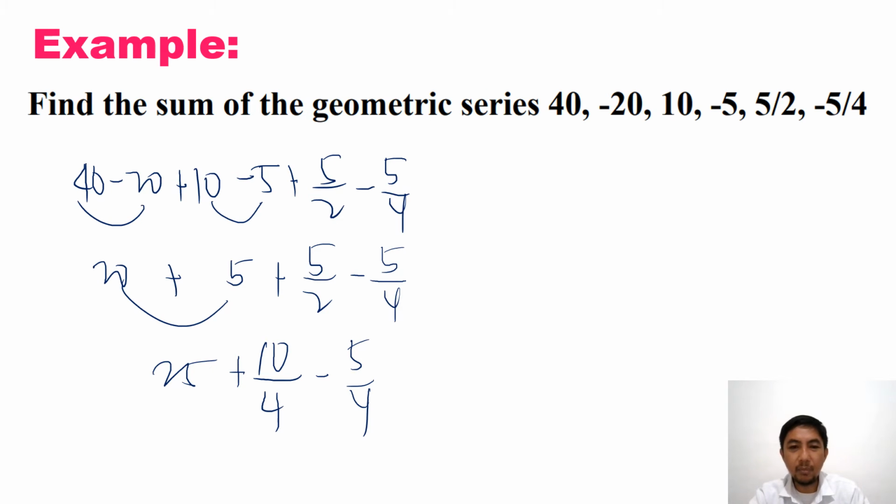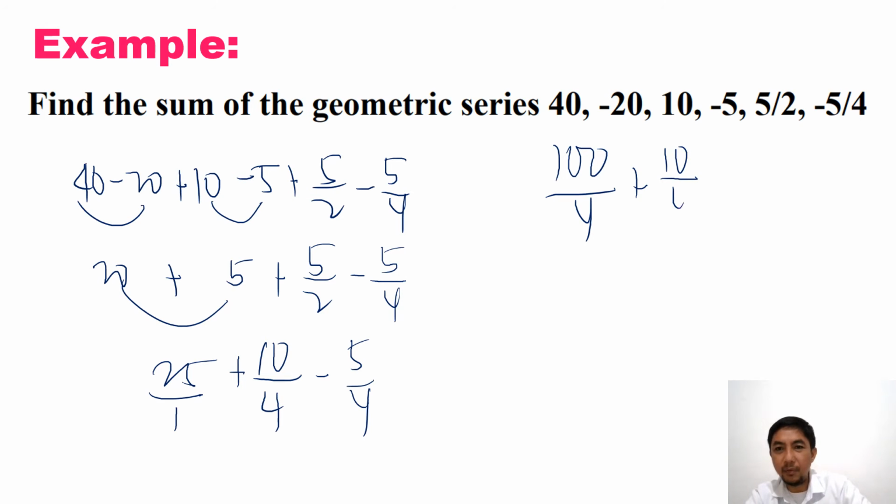Likewise, we can multiply 25 by 4. By the way, the denominator here is 1, understood to be 1. We can multiply 25 by 4 and 1 by 4 in order to have the same denominator. So we have 100 over 4, because 25 times 4 is 100, and 1 times 4 is 4. And we are given plus 10 over 4 minus 5 over 4.